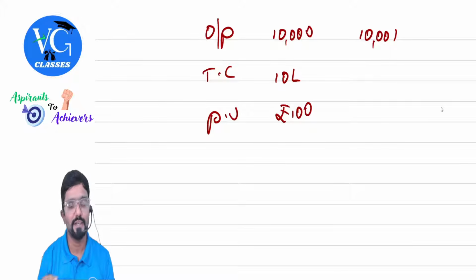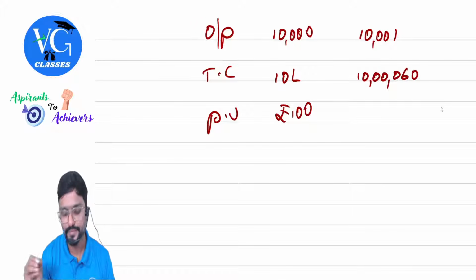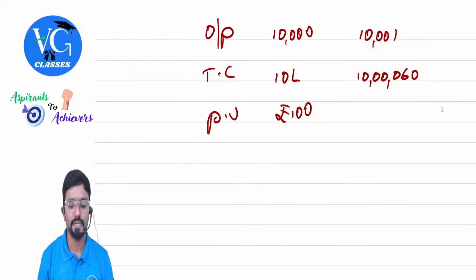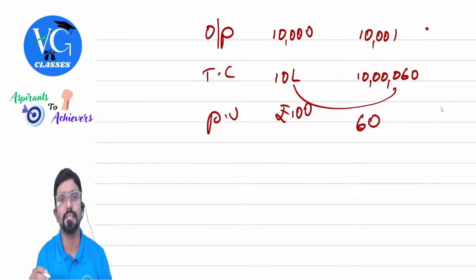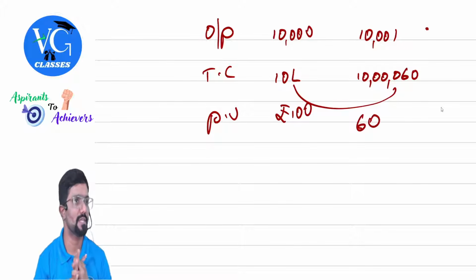What will be my cost? 10 lakh 100? No, because there will be a fixed element. Assume it would be 10 lakh 60. To produce one additional unit, what is the extra cost I have incurred? 60. That is called marginal cost.